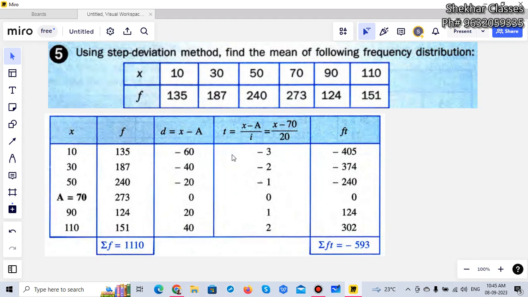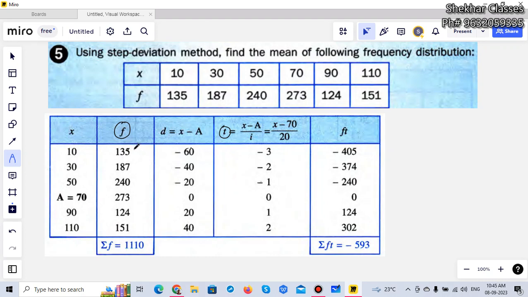So minus 60 divided by 20 is minus 3. Minus 40 divided by 20 is minus 2. Minus 20 divided by 20 is minus 1. 0 divided by 20 is 0. 20 divided by 20 is 1, and 40 divided by 20 is 2. Now whatever we have got as a term here, we have named it t. This is the step deviation, and I will multiply this t with the frequency now. Earlier we multiplied the deviation with the frequency, now we multiply t with the frequency.